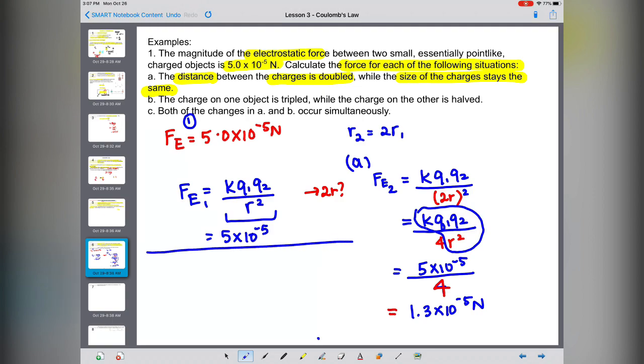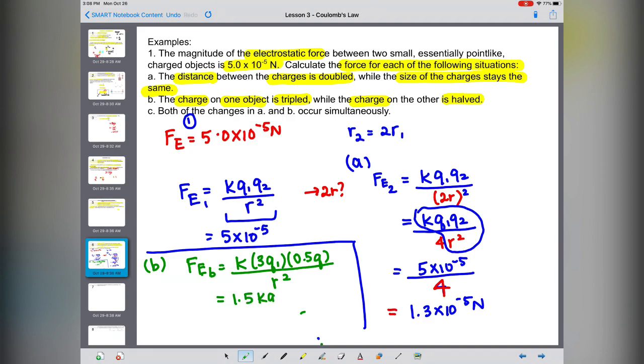Part B. They now tell you the charge of one object is tripled, while the other charge is halved. So FE, I'm going to call this part B. kQ1, I have triple one of the charges, and half the other charge, divided by r squared, assuming that the distance didn't change. So 3 times 0.5 is 1.5 kQ1Q2 over r squared.